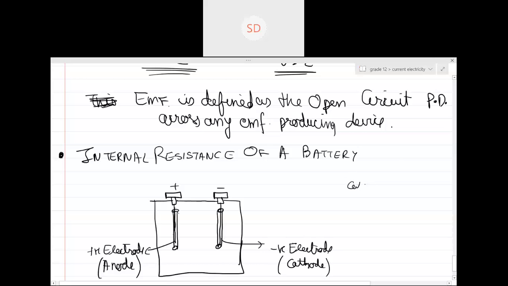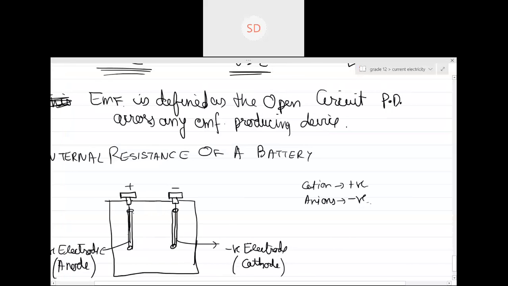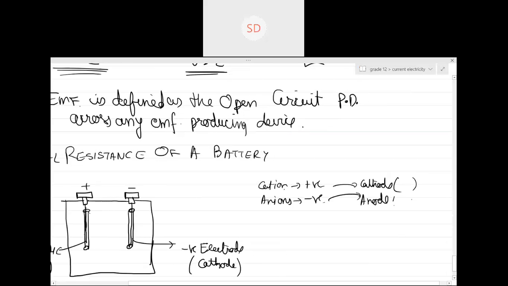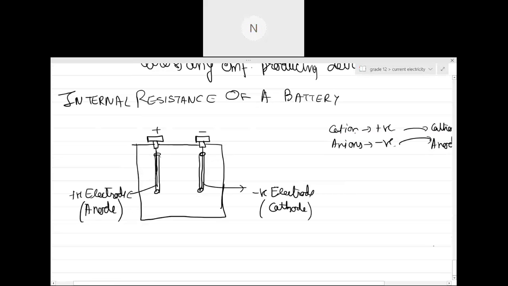See, cations are generally positive. We know this, right? So always remember cations are positive, anions are negative. Cations are attracted towards the cathode and anions are attracted towards the anode. Hence, what is the charge on the cathode? Negative. And on the anode? Positive. Remember this trick, because this is how I have remembered it. Otherwise, I always get confused between anode and cathode.